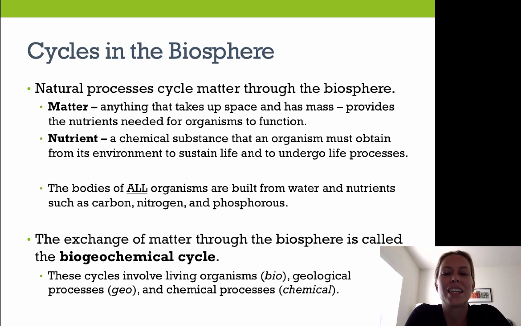So, matter is anything that takes up space and has mass, and it provides the nutrients needed for an organism to be able to function. Now, a nutrient is a chemical substance that an organism must obtain from its environment to sustain life and to undergo life processes. So, carbon, nitrogen, phosphorus, these are examples of both matter and nutrients that must be recycled in order for organisms to be able to survive.